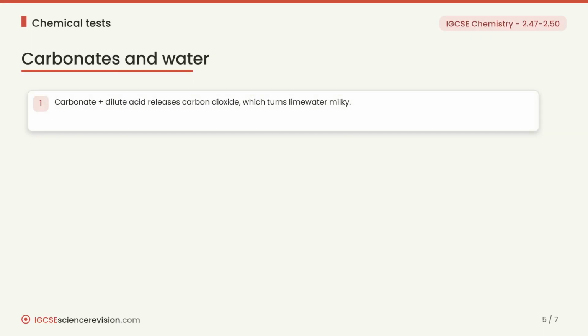A carbonate reacts with dilute acid to release carbon dioxide. Bubble the gas through lime water. A milky appearance confirms carbon dioxide.